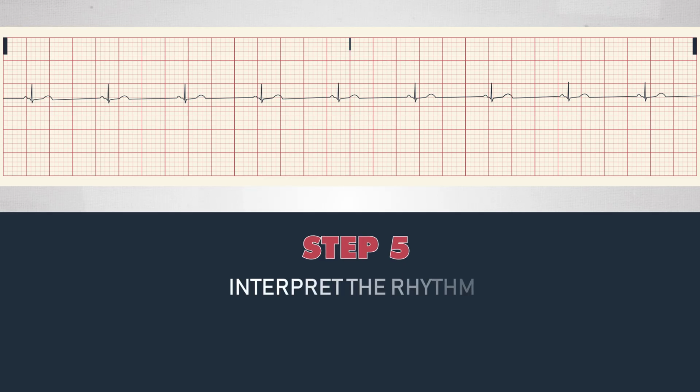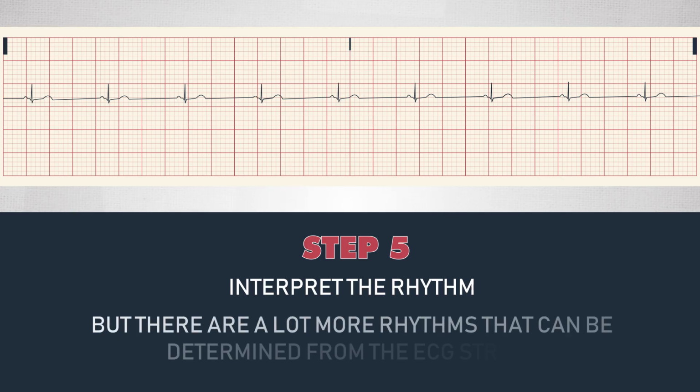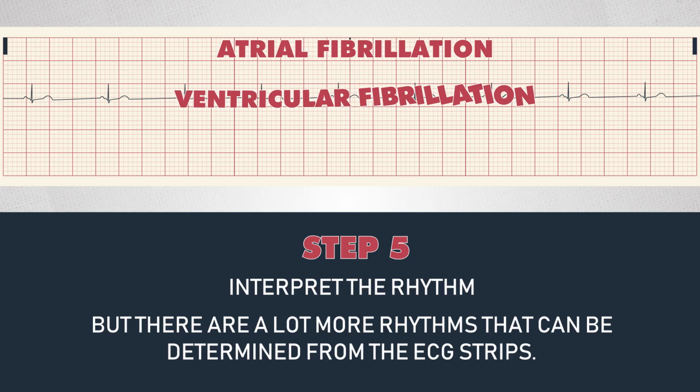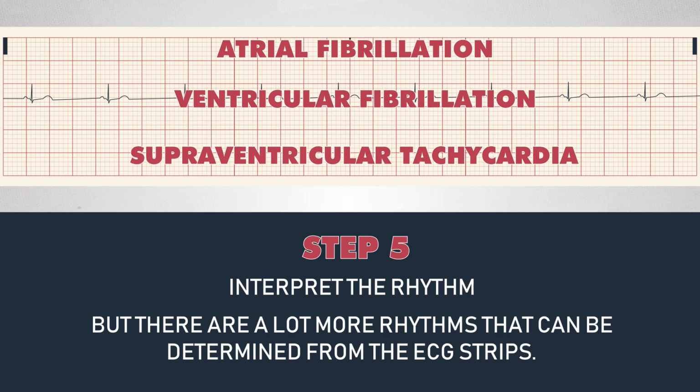Step 5: Interpret the rhythm. In steps 1 through 4, we used a normal sinus rhythm as an example, but there are a lot more rhythms that can be determined from ECG strips. This includes rhythms such as AFib, VFib, and SVT, or supraventricular tachycardia.